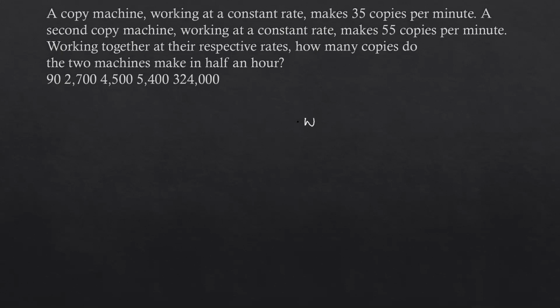Okay, so work done is equal to rate into time. We will start with that. A copy machine working at a constant rate makes 35 copies per minute. So that's the rate. A second copy makes 55. So if they both are working together, they will make 90 copies per minute. And how many copies do they do in half an hour? So in 30 minutes. How many copies can two machines make in half an hour?